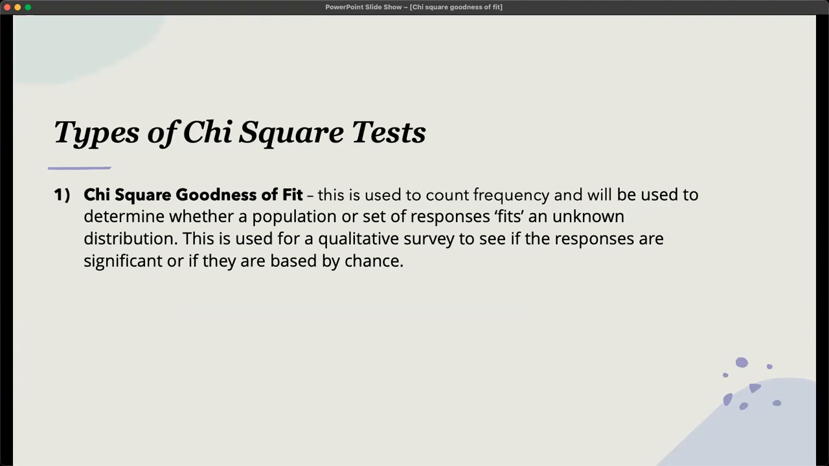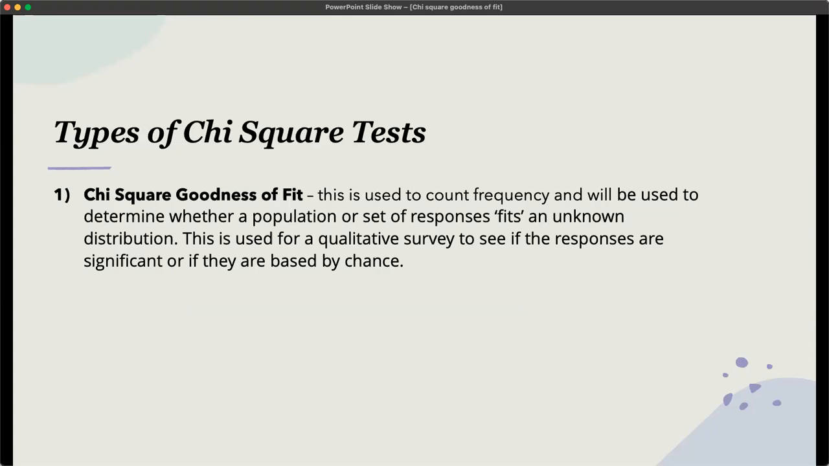It is used to count frequency and will be used to determine whether a population or set of responses fits an unknown distribution. This is used for a qualitative survey to see if the responses are significant or if they are based on chance. And for a qualitative survey, again, we're going to look at a Likert scale. You can also use this with yes, maybe, or no responses. It's not going to be as reliable as a Likert scale would be.